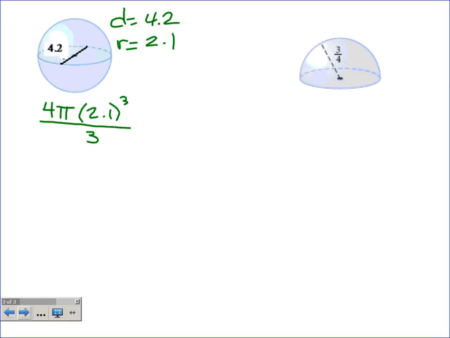Okay. So if I was to do this, I would just type in 4, type in pi, type in 2.1 cubed, so caret 3. I'd get that answer, which is 116 point something, and I would divide by 3. My answer is 38.79, or 38.8. It'll be 39. Again, these are cubic units.